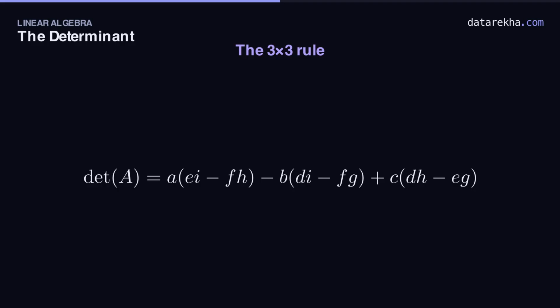a times its minor, minus b times its minor, plus c times its minor. Notice the middle sign is a minus. That is the checkerboard doing its job, and forgetting it is the single most common mistake. One freedom though: you may expand along any row or column you like. Pick the one with the most zeros, and the work melts away.